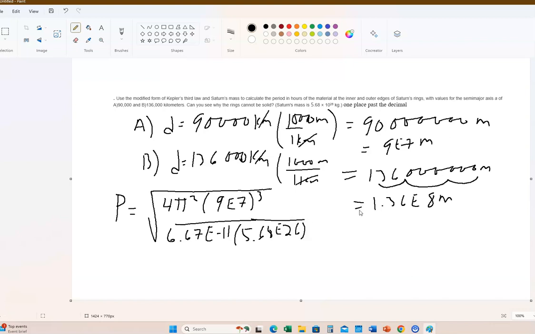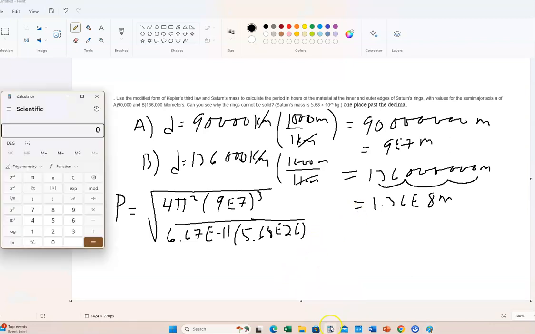Those are all the numbers, and let's see if we can do this first one. All right, so here we go. It's the square root of... you just gotta be careful with this. Okay, so 4 times pi squared.